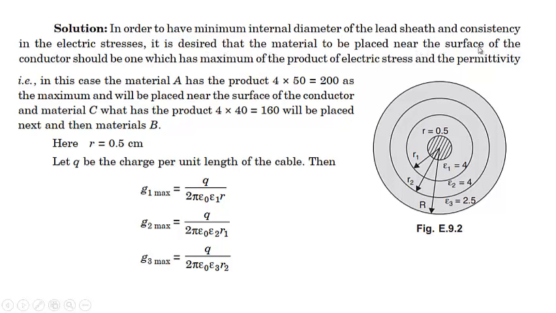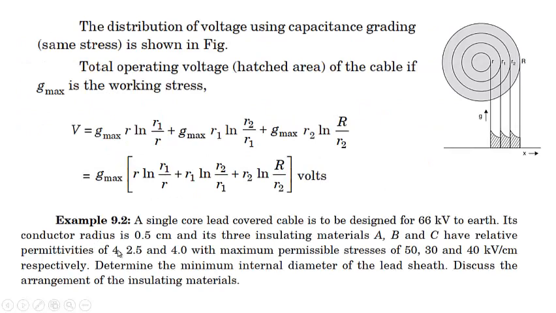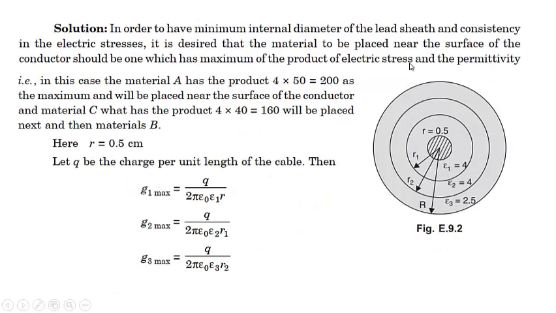the material to be placed near the surface of the conductor should be one with the maximum product of electric stress and permittivity. Here it is not only the permittivity, it is the product of electric stress and permittivity. When this product is more, we have to place it near the conductor. So in the case of material A, the product is 4 into 50, because material A has a permittivity of 4 and the stress is 50. It comes out to be 200 as the maximum, and it will be placed near the surface.